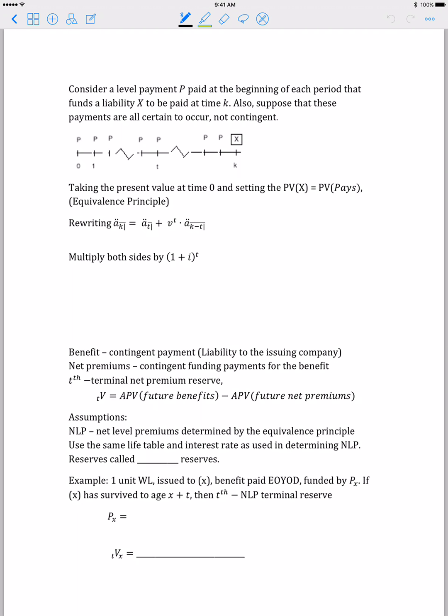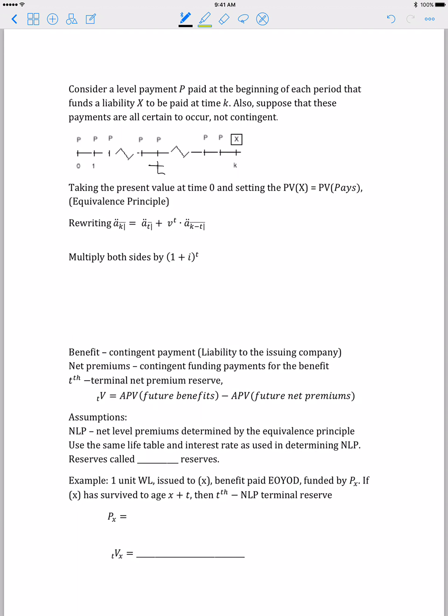This is the first lecture on Chapter 10, and this is going to be looking at what happens when an insured that has a policy or an annuity survives T years. So we know that they survive on the timeline to time T, and we want to determine what the company's liability is at that time. So that's going to be the discussion.